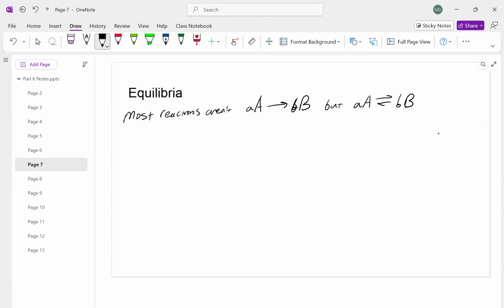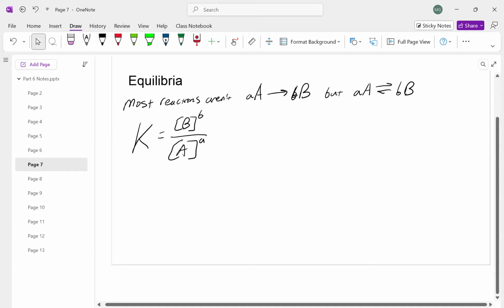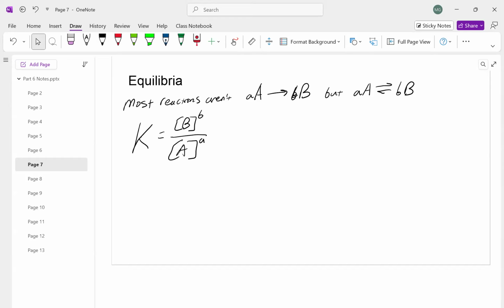Now, the way we quantified this was with an equilibrium constant we called K. And that was simply the concentration of the products raised to the power of the coefficient in the balanced equation, divided by the concentration of the reactants, again raised to whatever power the coefficient was in the balanced equation. And if we had more reactants or more products, we would multiply the concentrations together.